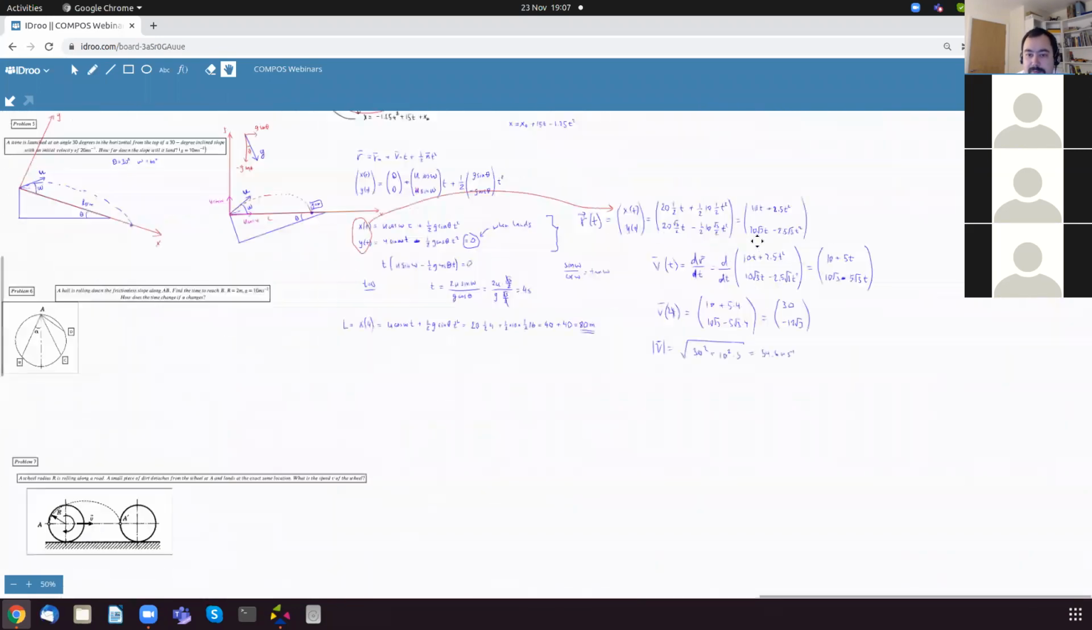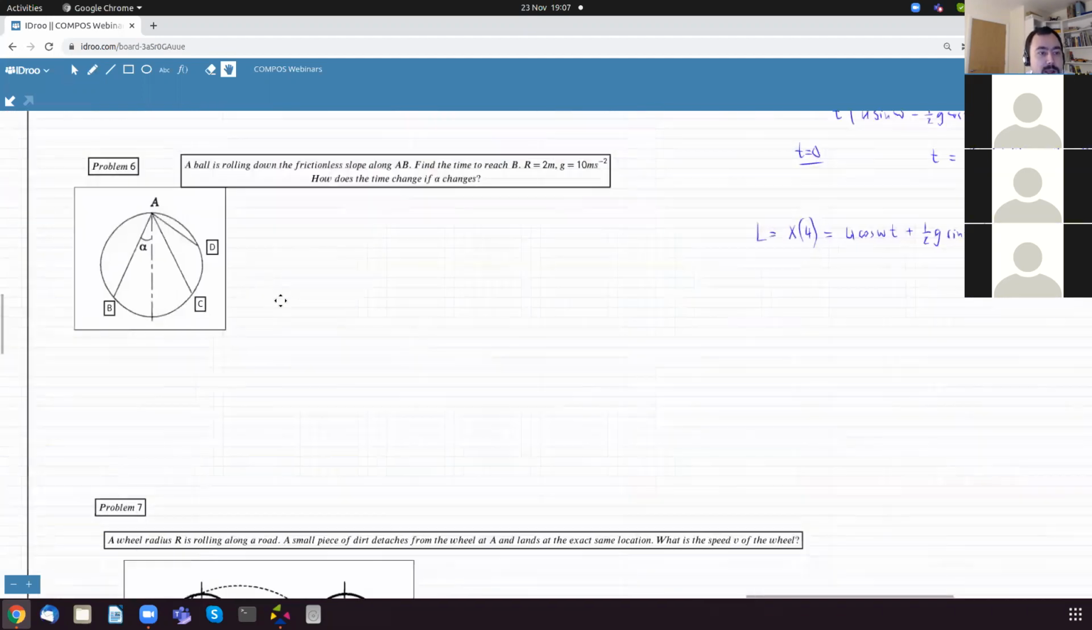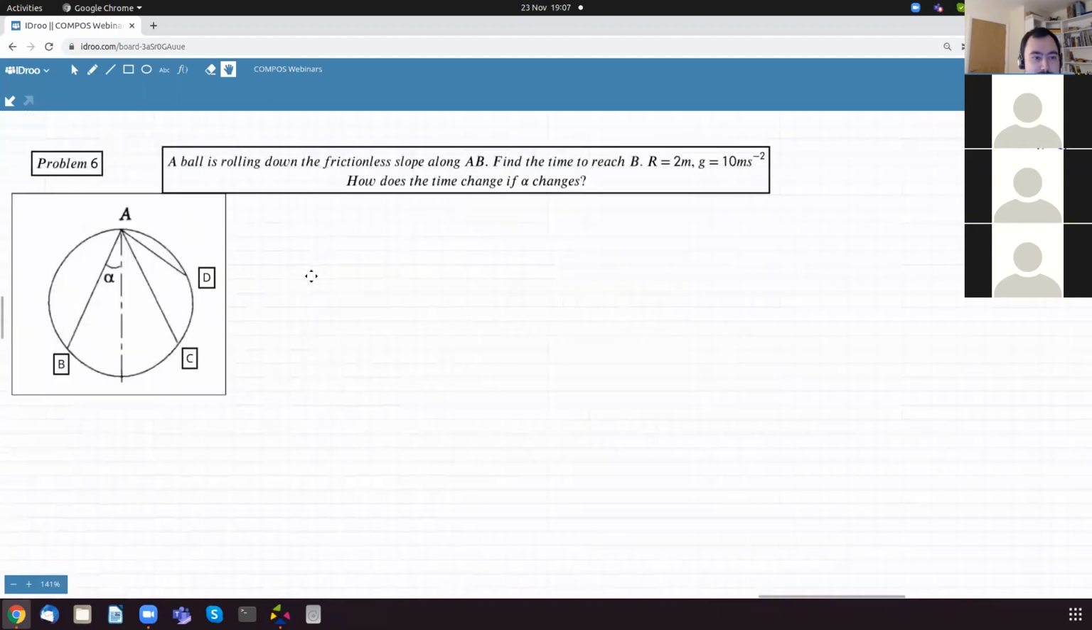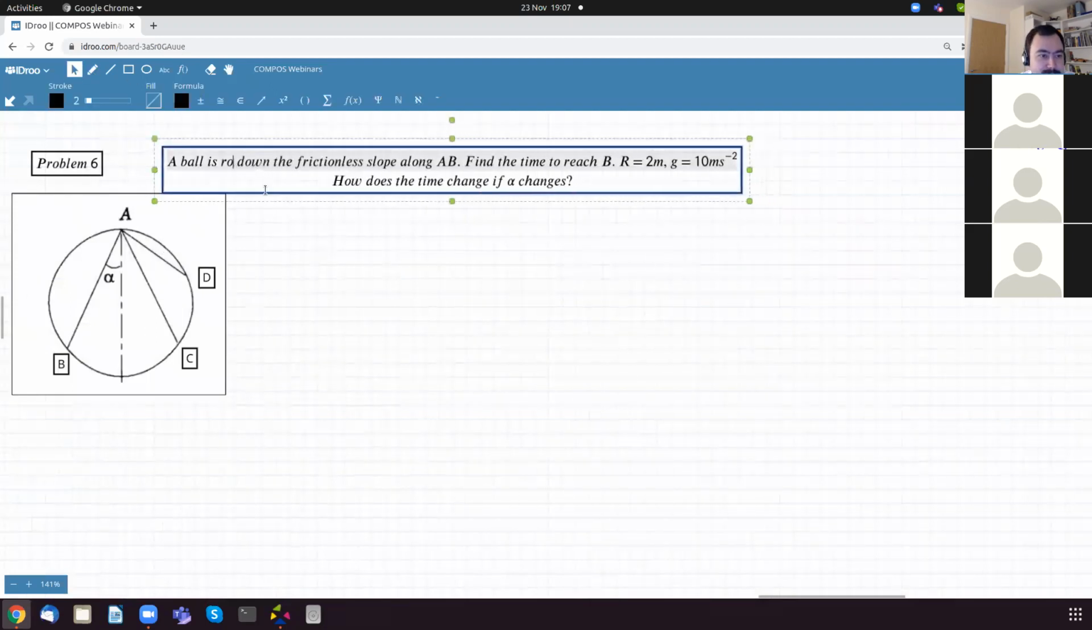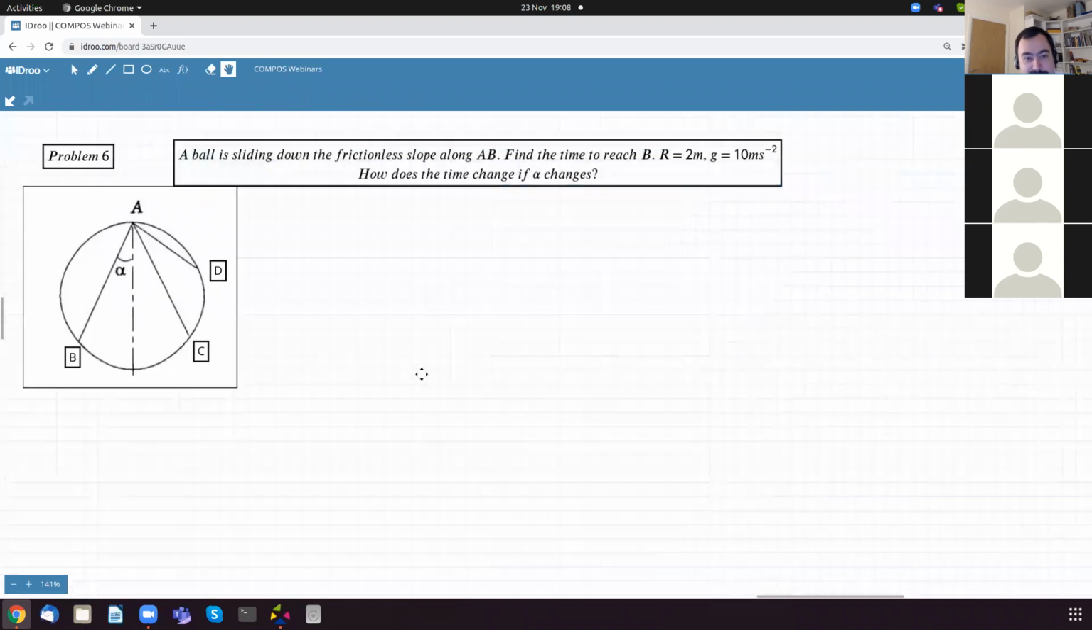So yeah, I mean, it is genuinely quite cool. So problem 6, a ball was sliding down. Sorry, I said rolling, sliding down. Sliding. This is a very important distinction. Sliding down the frictionless slope along AB. Find the time to reach B. And then radius is 2 meters, g is 10 meters per second squared. How does the time change if alpha changes?